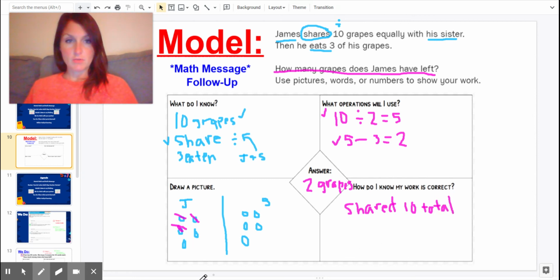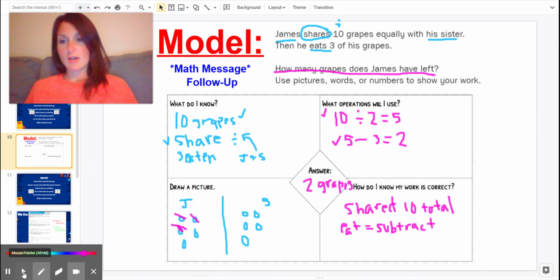And then I also know that I took away when it said to eat. Like, what did that clue word mean? That clue word meant take away. It meant to subtract. So that's how I know that I did the right thing, because I looked at the clue words and I did what they told me to do.